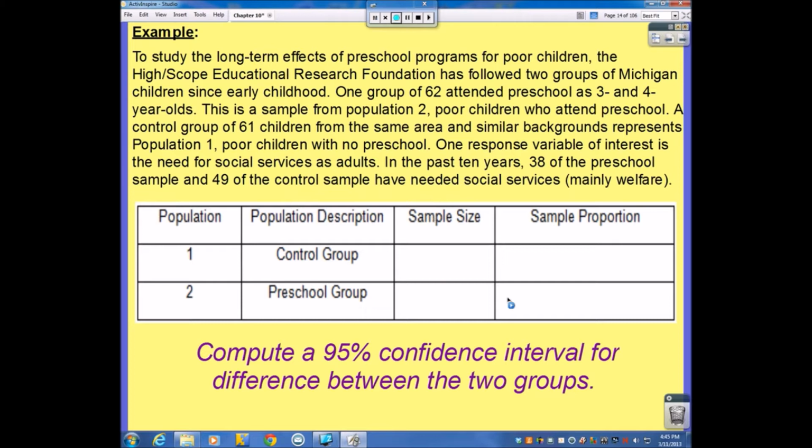So in our table here, we have our 2 sample sizes. Control group, we said we had 61. Preschool group, 62.